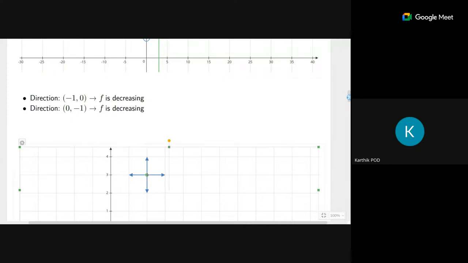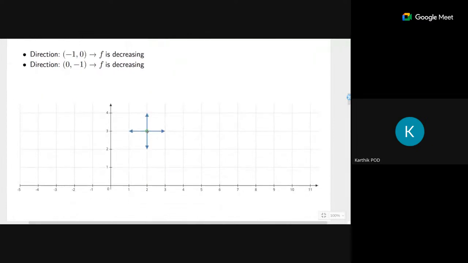If you look at f of x equal to x square plus y square, and you stand at the point 2, 3, and you start moving along this direction, the function will increase. If you move along this direction, the function will decrease. If you go to the top, it will increase. If you go to the bottom, it will decrease. So this left one is the minus 1, 0 direction.